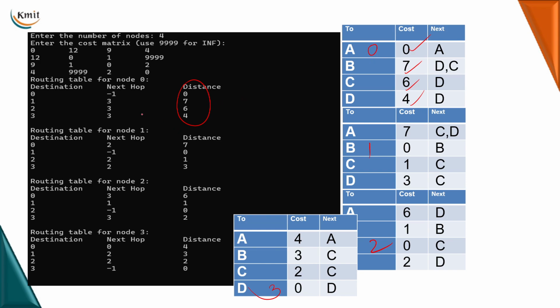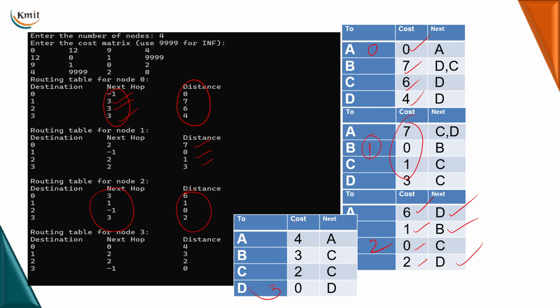Okay, then you have to see what is the next hop information. Next hop information is the node number we are using. Third is D. So I am using D, D, D. So the next hop information is also being displayed. Then you can see for the routing table for node number 1, what are the distances? 7, 0, 1, 3. Yes, I got it correct. For the routing table 2, the distance cost is 6, 1, 0, 2. You can see it is 6102. Let us check the next hop information. D is 3, B is 1, C to C it will be anyhow 0 and D is 3. So this is also correct.